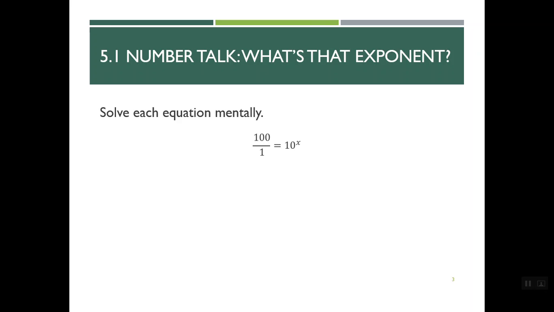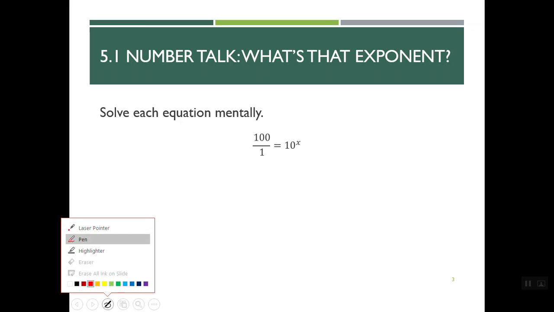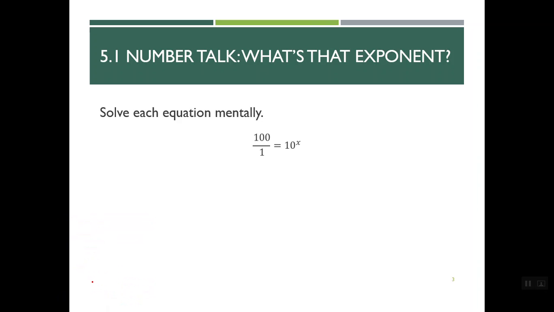So the first one says 100 over 1 equals 10 to the what power? So we're trying to solve for x here. So 100 over 1 is just 100. And that would be the same as saying 10 to the second power, so x would equal 2.